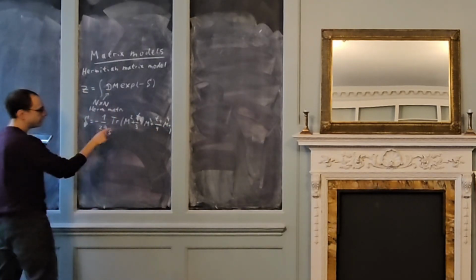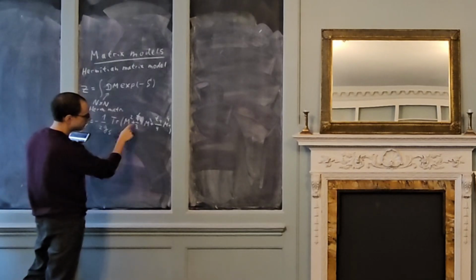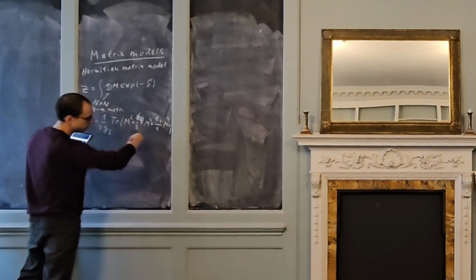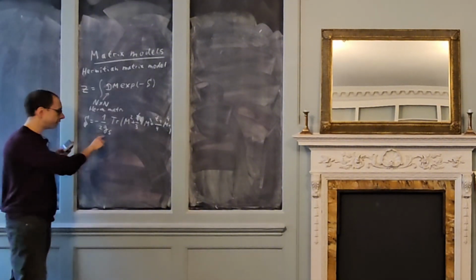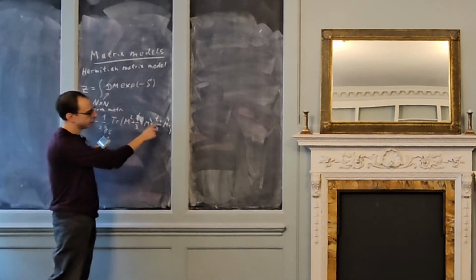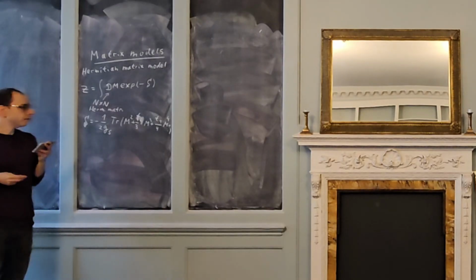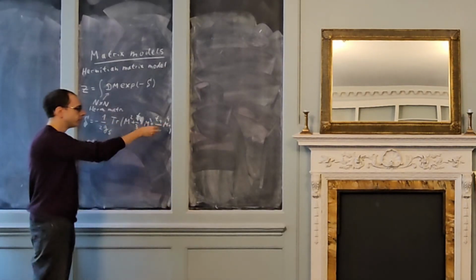So here g_s and T_3, T_4, and so on, are all parameters. They are couplings of the theory. Well, g_s is more like a normalization, but these are really couplings. And in principle, there are infinitely many of them.